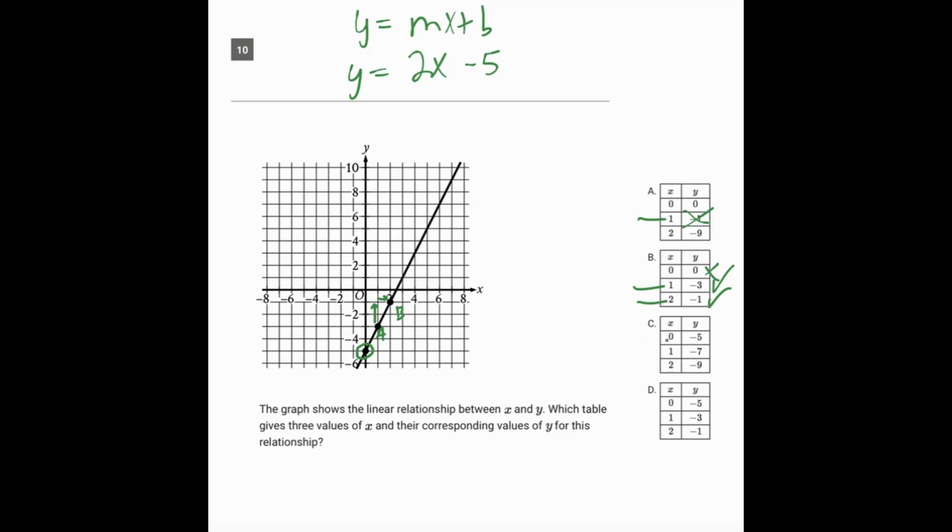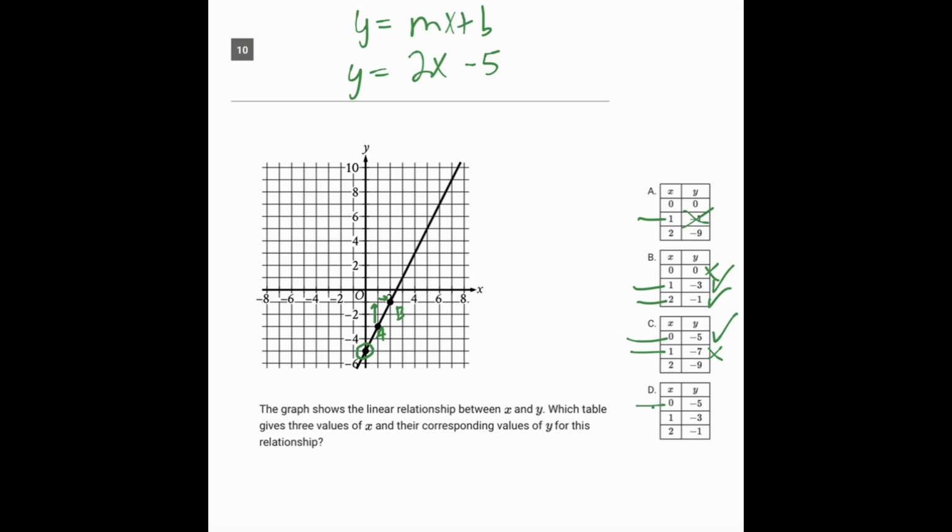Now let's go to C. C has exactly what we wanted. When you plug in the 0, you get -5 because that's 2 times 0, which is 0, minus 5, -5. 2 times 1 is 2, minus 5 should be -3. So that's the problem on that one.